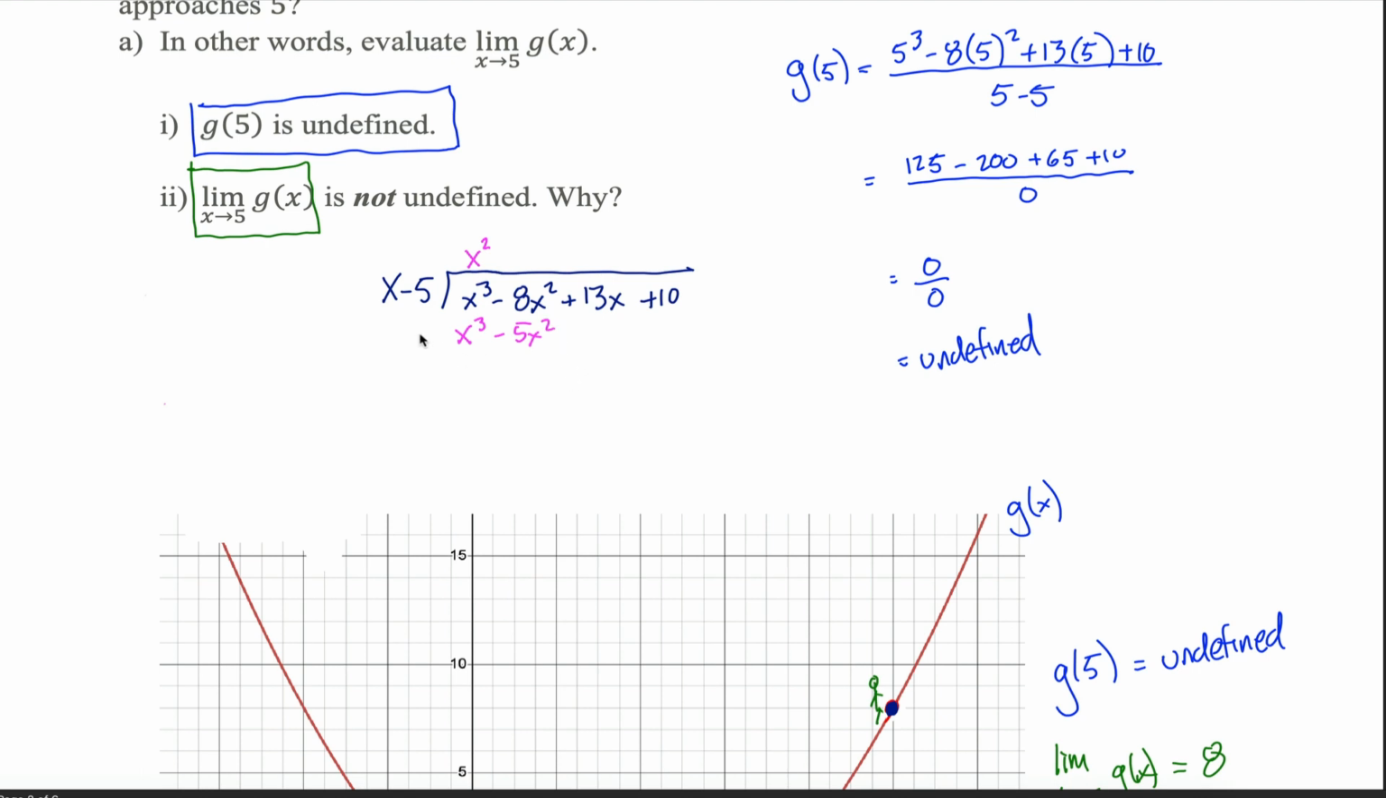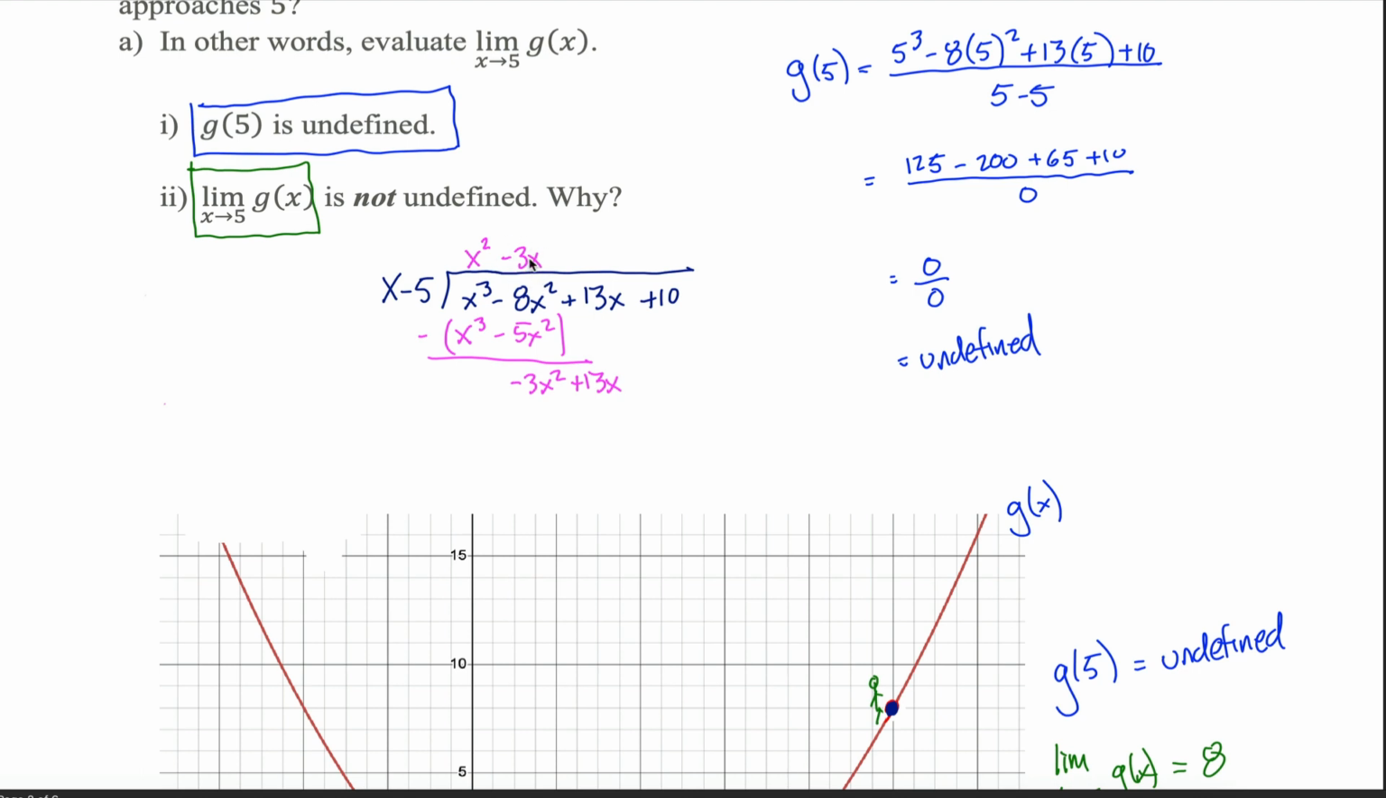And then what I have to do is subtract the second line from the first line. x cubed minus x cubed goes away. I've gotten rid of the first column, which was exactly what I was trying to do. Negative 8x squared minus negative 5x squared. Be a little careful here. That's the same as negative 8x squared plus 5x squared, which is negative 3x squared. I bring down that 13x and I repeat my algorithm. Now my leftmost column is this negative 3x squared. I want to get rid of that. How am I going to get rid of it? By putting a negative 3x up top.